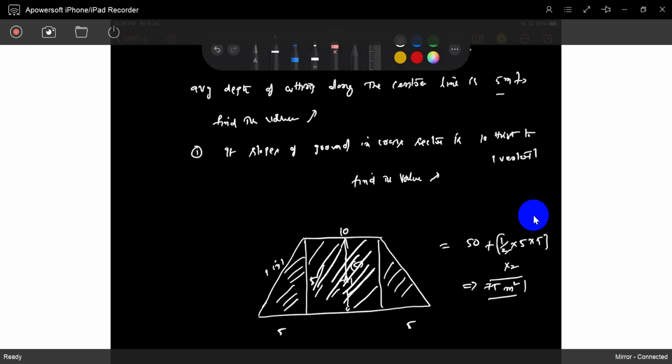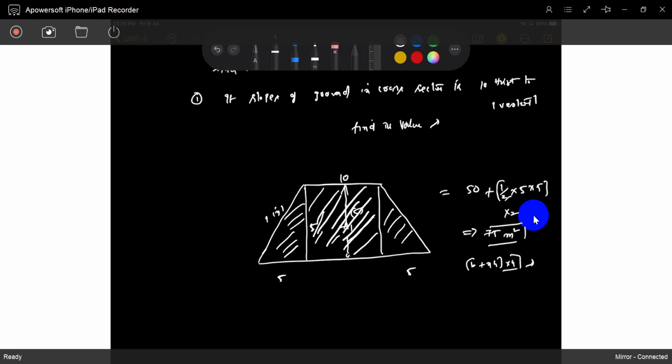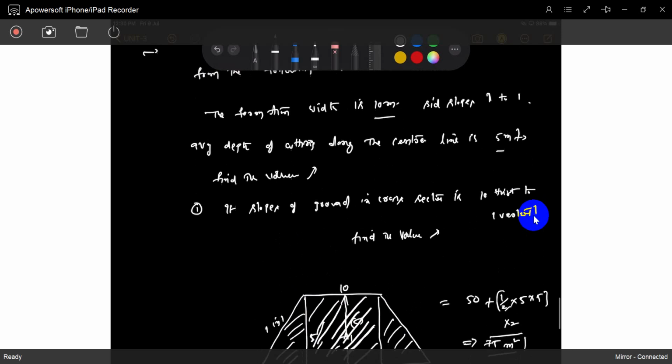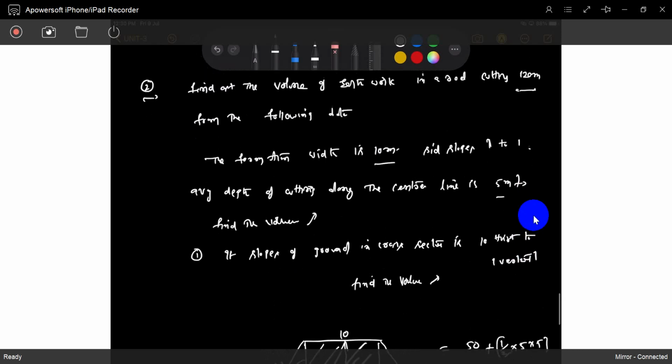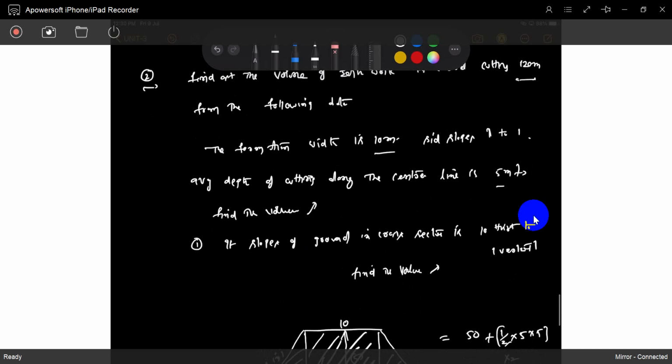If you use a formula, you can use B plus NH into H, if you remember. Otherwise you can easily find the area as area of the rectangle plus area of the triangles. Once he gave the average value, what is the volume? Area into interval distance. Multiply the average area with the interval distance and you will get the total volume. So what is the interval distance he gave?